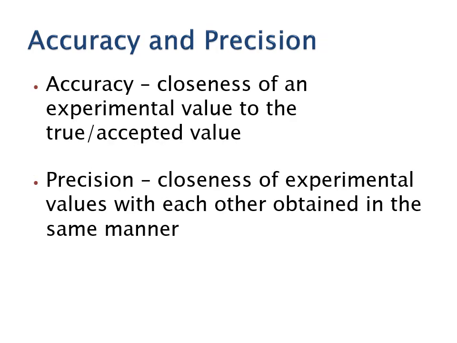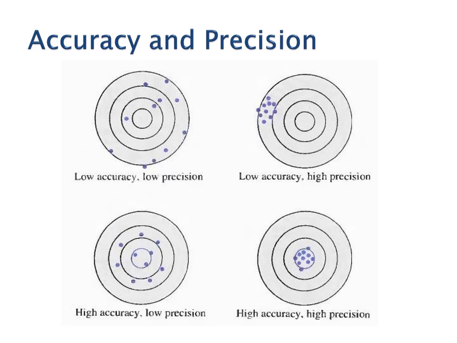So in doing a laboratory analysis, accuracy and precision of the test is really important. So accuracy is the closeness of an experimental value to the true or accepted value. And precision is the closeness of experimental values with each other obtained in the same manner. So ano bang ibig sabihin nun? As you can see in the slide here, the dart here or yung pagkakathrow ng dart, this denotes low accuracy and low precision.